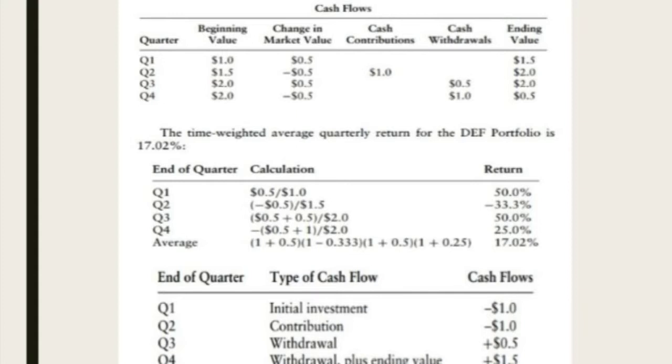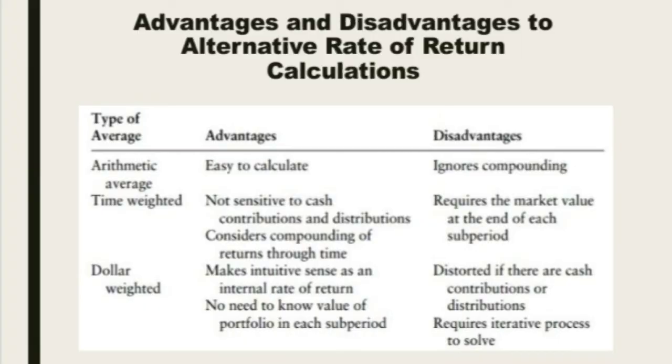At the end of quarter 1, the type of cash flow is initial investment and the cash flow is negative $1.0. At the end of quarter 2, the type of cash flow is contribution and the cash flow is negative $1.0. At the end of quarter 3, the type of cash flow is withdrawal and the cash flow is positive $0.5. And in quarter 4, withdrawal plus ending value is the type of cash flow and the cash flow is positive $1.5.